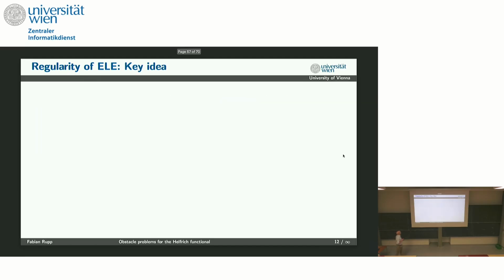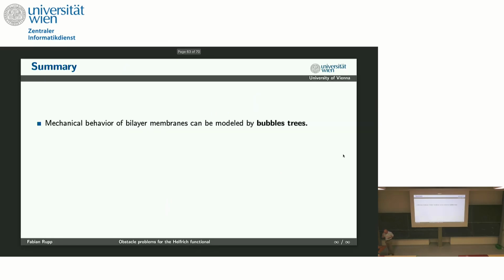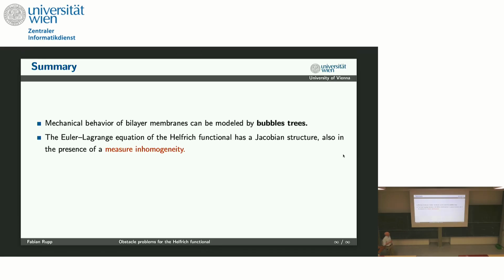Yes. I think I have to skip and come to the short summary. So I tried to convince you that this bubble tree framework is a good setting to describe the mechanical shape of biological membranes. I also showed you how to get the Euler-Lagrange equation in the presence of a container, and this gives a measure inhomogeneity, but still this is enough to get good regularity results throughout the branch points and also at the free boundary. Okay. Then I would like to finish here.